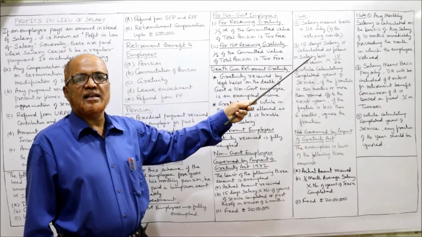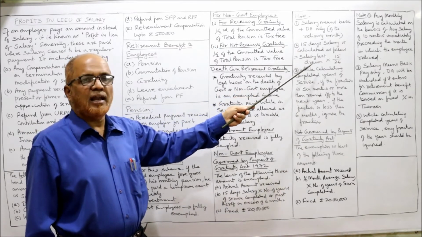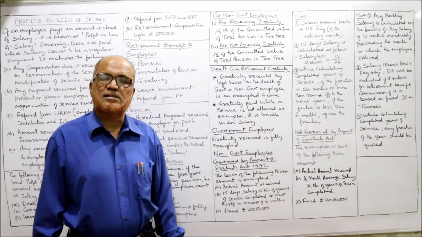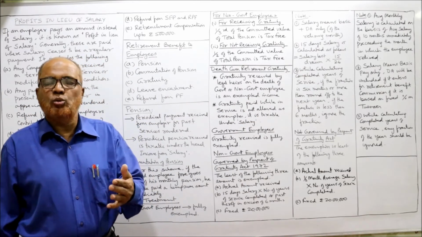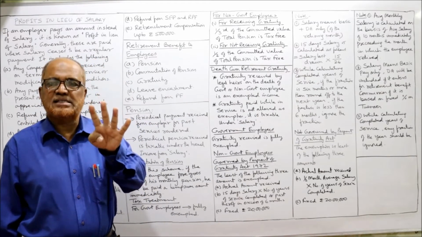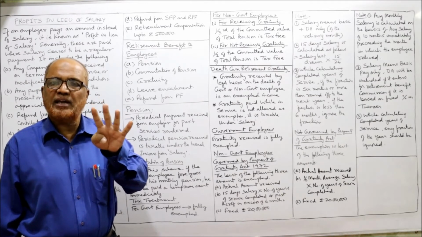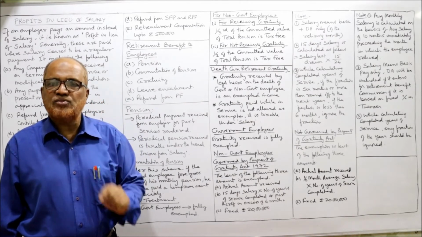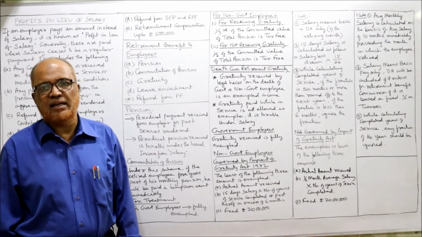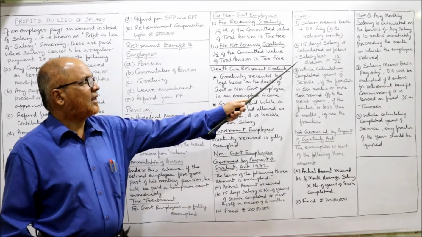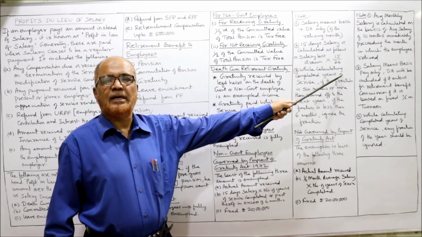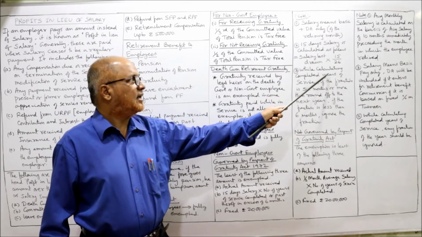Then 15 days salary is calculated as follows: salary last drawn into 15 by 26. We have to take 15 working days salary. So we assume a month consists of 4 Sundays, 4 non-working days. So 30 minus 4, 26 working days. We need 15 working days salary. So salary last drawn into 15 by 26 gives the 15 days salary.